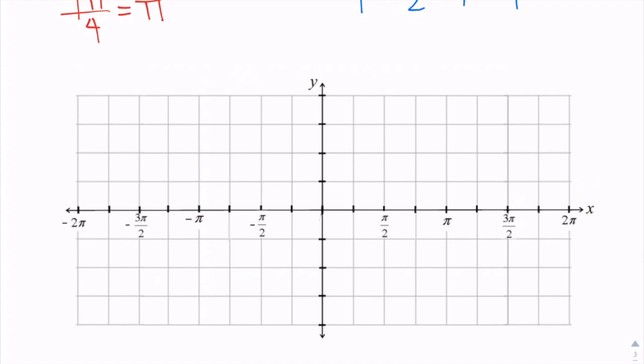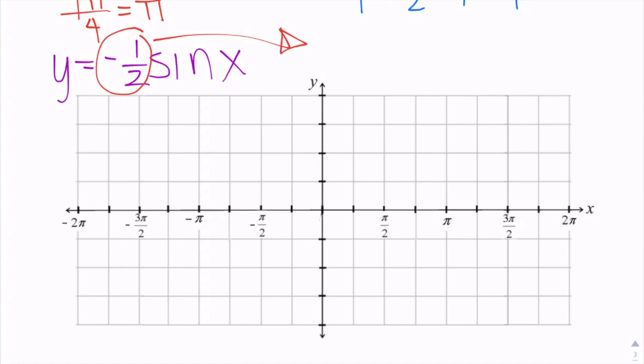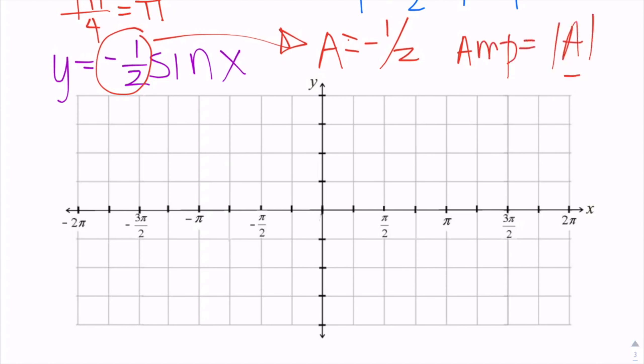Then the next one is y equals negative 1/2 sine of x. This negative 1/2 is our a value, so a equals negative 1/2. We want to remember that our amplitude is equal to the absolute value of a, so in this case it equals positive 1/2. If we were to graph this, that means from our midline, which is at 0, or the x-axis, we're only going up 1/2.